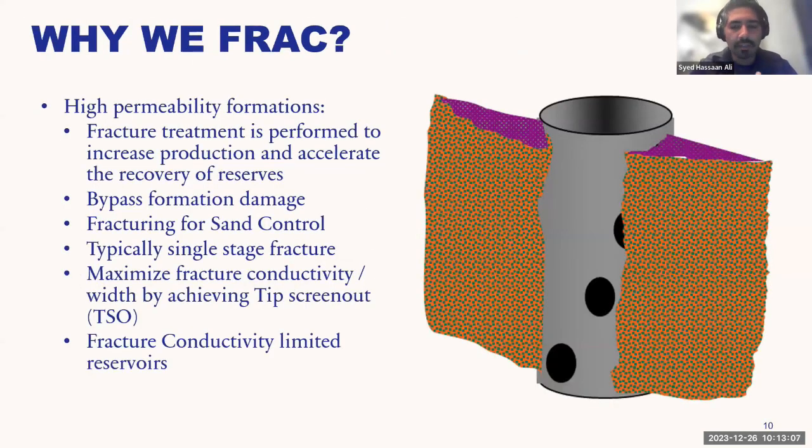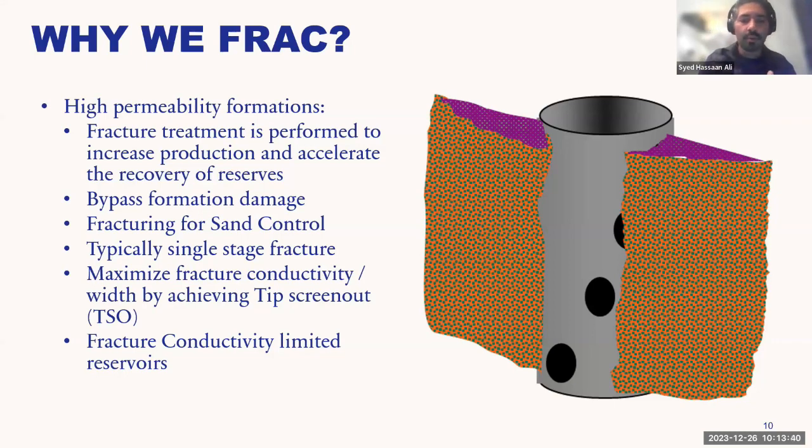Why do we frack? There are two aspects of why we frack: why do we frack in high permeability formations, and why do we frack in low permeability formations? In high permeability formations, fracking is primarily done to increase production and to accelerate the recovery of assets or reserves. And this could be very much applicable to mature reservoirs that have been producing for many years. Now the field is towards the tail end of its life. You want to increase production. You want to get more bang for your buck. The way you can increase production is by doing fracking.